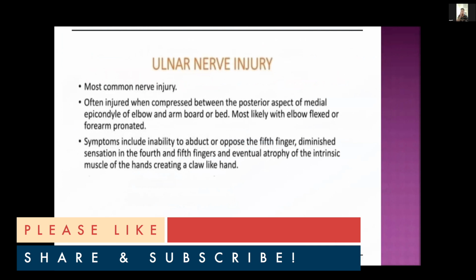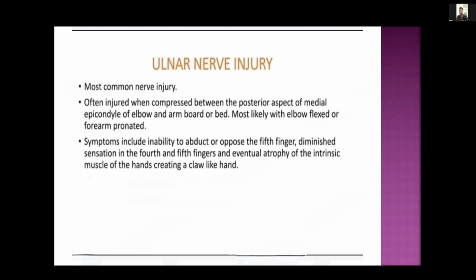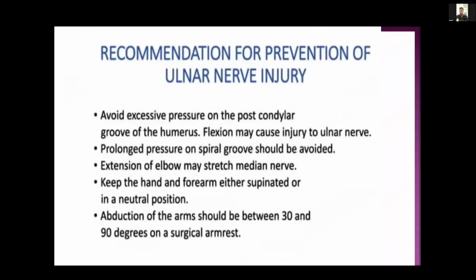Symptoms of ulnar nerve injury include inability to abduct or oppose the fifth finger, the little finger, or diminished sensation in the fourth and fifth fingers, and eventually atrophy of the intrinsic muscles of the hand, creating a claw-like hand. A recommendation to prevent ulnar nerve injury is to avoid excessive pressure on the posterior condylar groove of the humerus.